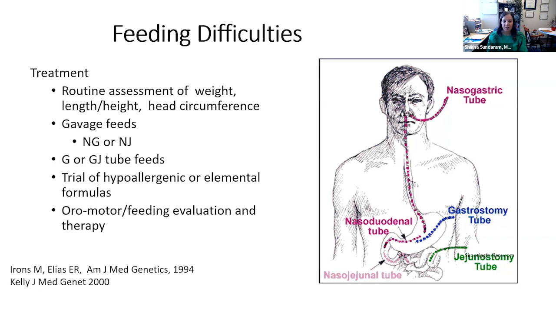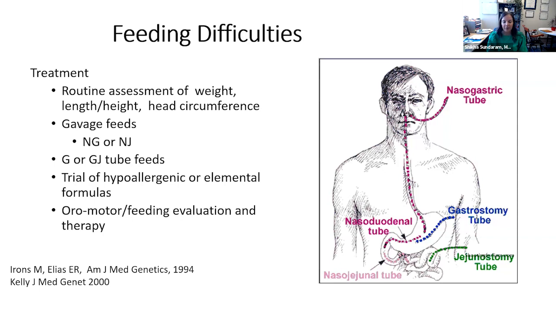As I mentioned in the previous slide, milk protein allergy, soy protein allergy, and food allergies are more common in patients who have Smith-Lemli-Opitz. And so particularly in neonates and in infants, a trial of hypoallergenic or elemental formula is certainly a reasonable thing to do to see if feeding difficulties actually get better and growth improves, because the underlying problem may in fact be food allergy.